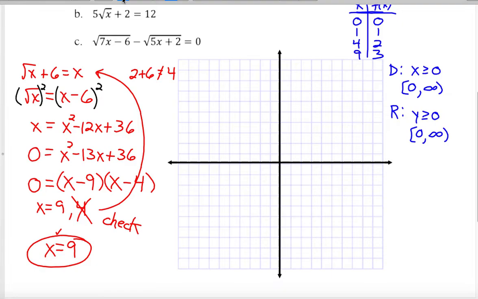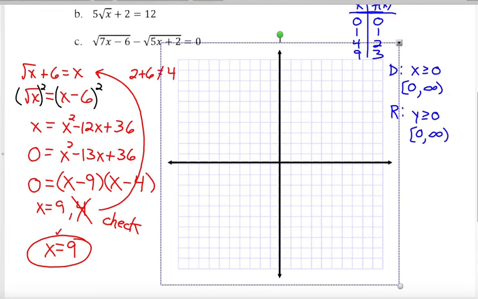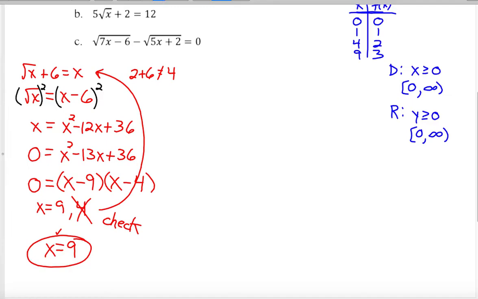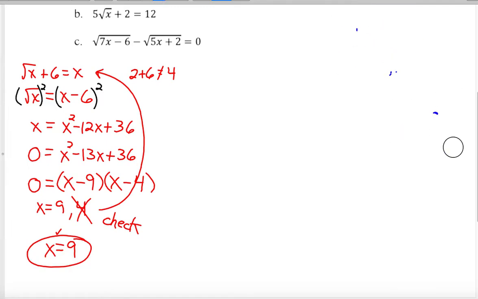Okay, that was the first one. Let's do the second one. Let's switch to green. Here, let's get rid of this graph and all of this stuff. All right, for B, we've got 5 times the square root of x plus 2 equals 12.